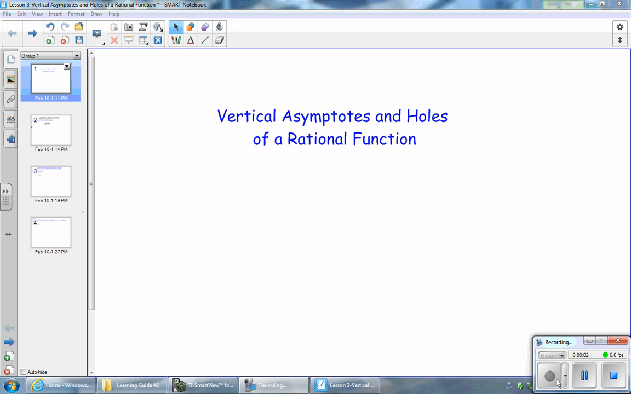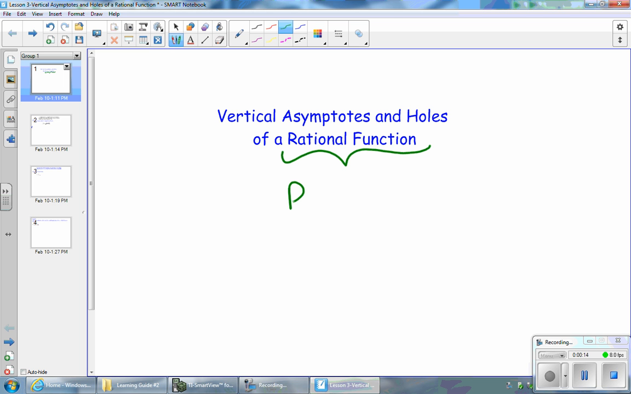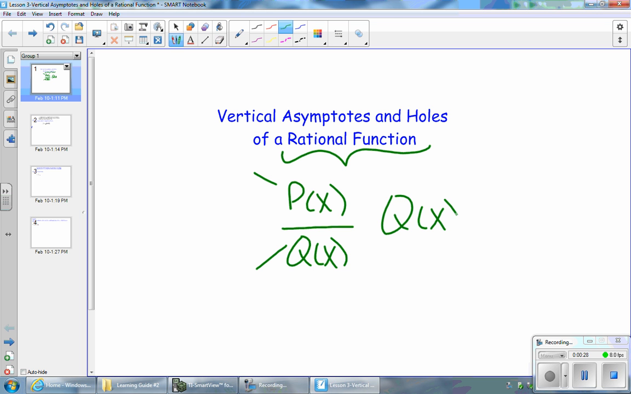In this lesson, I'm going to talk about the vertical asymptotes and holes of a rational function. So to reiterate here, a rational function is any function of this form: P of x, where P of x is a polynomial, on top of Q of x, where this also represents a polynomial. So when you have one polynomial on top of another one, you have what is called a rational function, and you have to make sure you have your restrictions. You cannot divide by 0, so Q of x cannot be equal to 0. So that's the definition of a rational function.